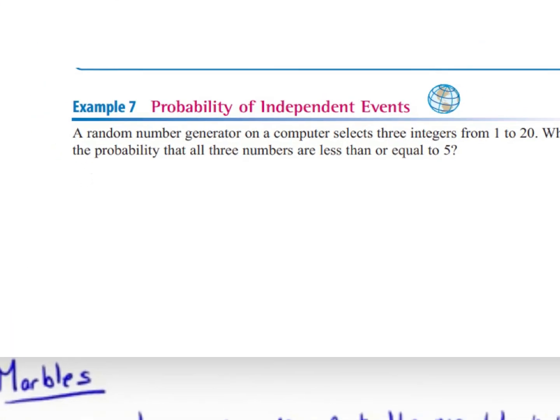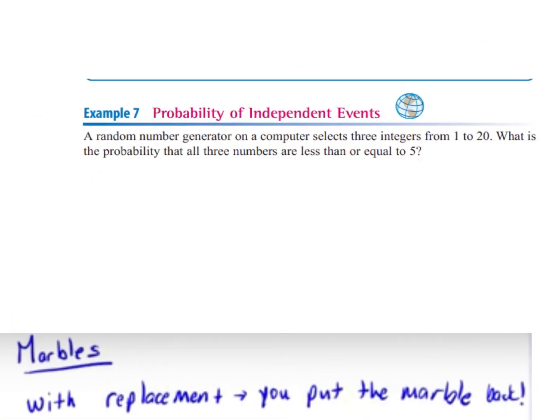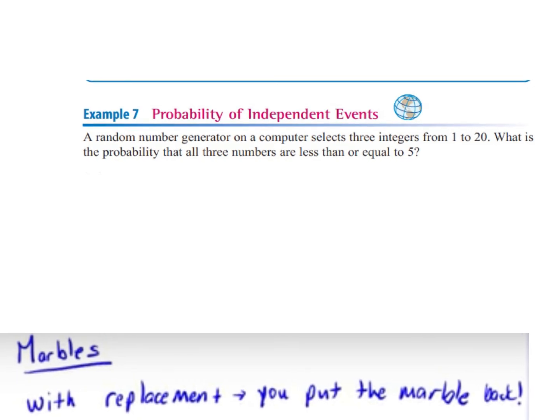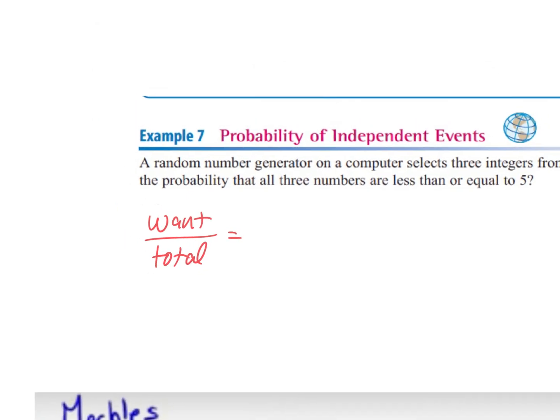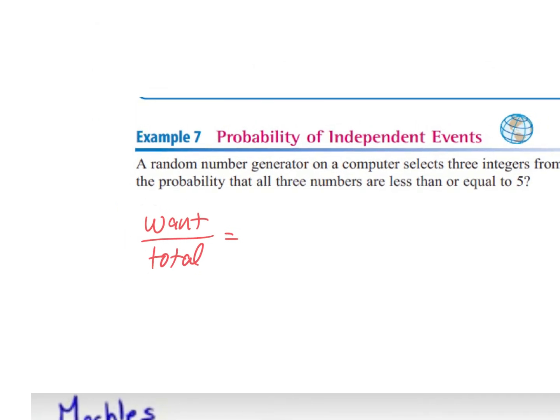It says a random number generator in a computer selects 3 integers from 1 to 20. What's the probability that all 3 numbers are less than or equal to 5? Well, let's think about what we have here. What do we want over total? What do we want? Numbers that are what? Less than or equal to 5. So 5 or less, correct? Yeah? Over the total, okay.